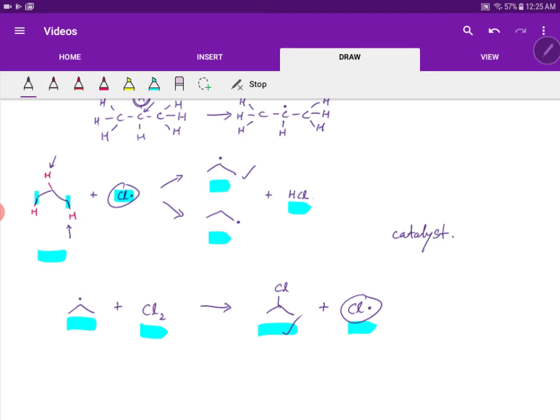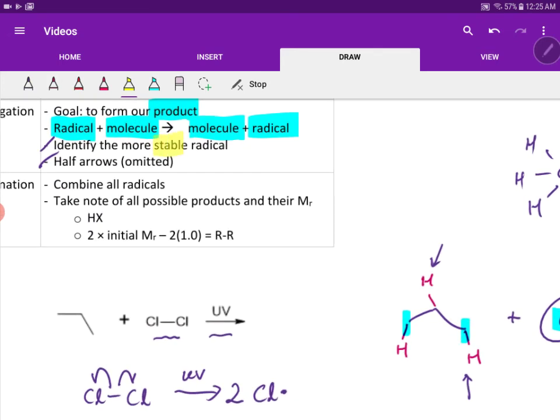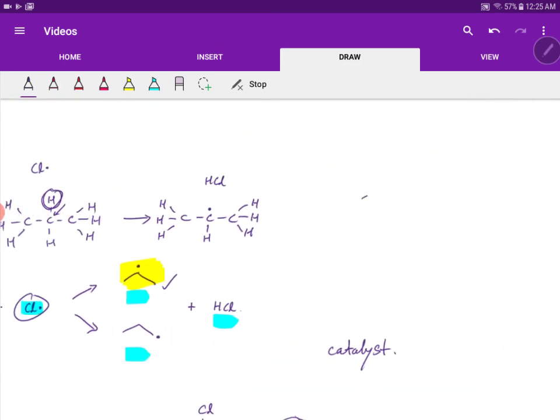Let me move back to why I chose this radical here to continue. This radical here is our most stable radical. How do we explain its stability? Let's take a look. I have this radical and this radical here. The more stable radical will be formed more easily compared to the other one.